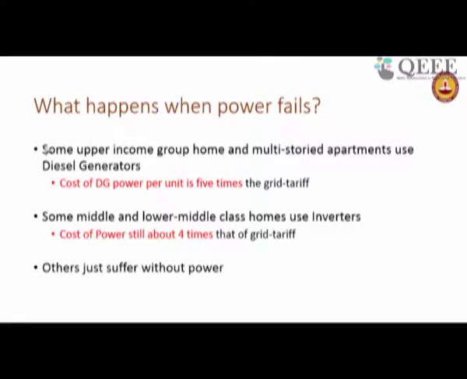What do the middle class and the lower middle class do? This is the upper section. 25 rupees per unit our people cannot afford. Some mid and lower middle class who do not have this complex, and that diesel option happens only in a complex, not in single small homes, use what is called an inverter. All of you know the inverter, and we will discuss it. The inverter is a very, very important thing. If you take the total cost of power, meaning the cost of charging the battery and taking the power out of the battery and using it, it is still 4 times the grid. Why? Because the battery is very expensive. We'll look at some of these numbers. What happens to others? Others just suffer without power.